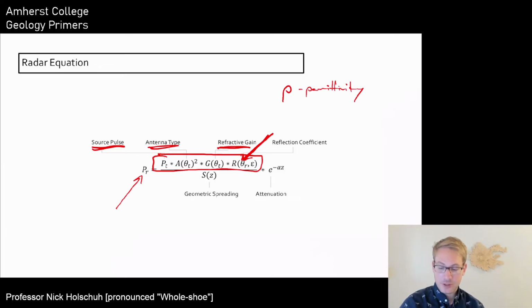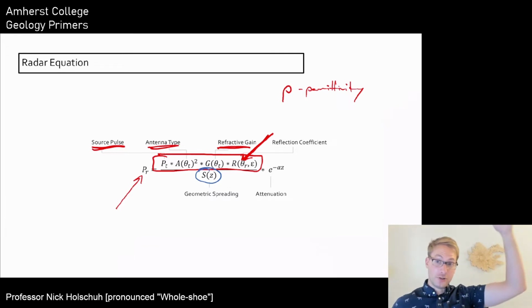There are some terms that do depend on how far away your target is. This term, the geometric spreading term, says that when we send out a pulse, we're sending energy out in all directions.